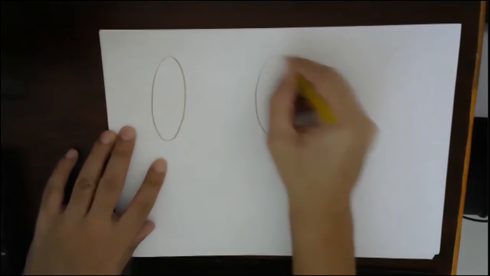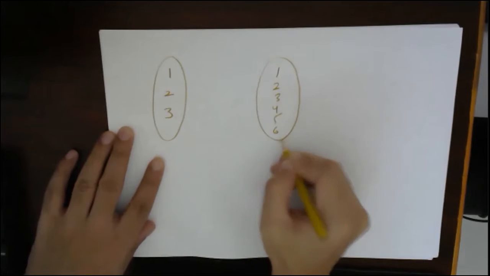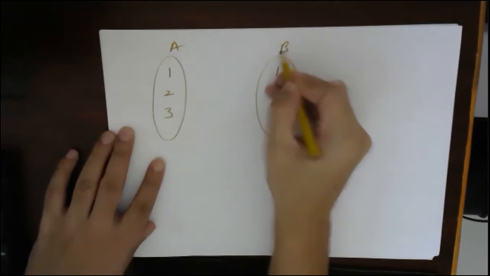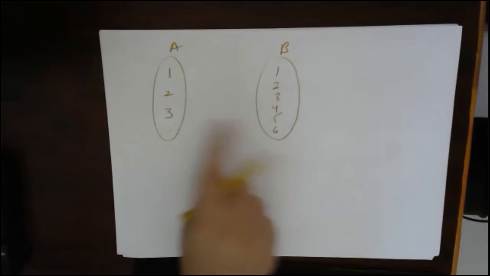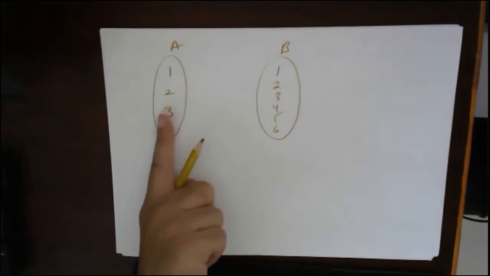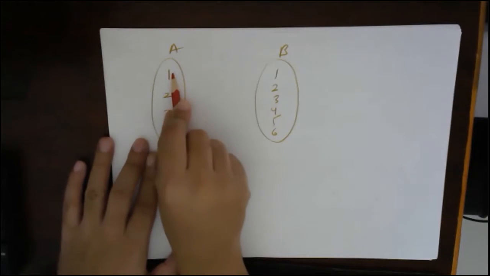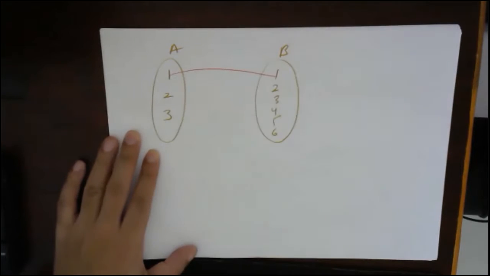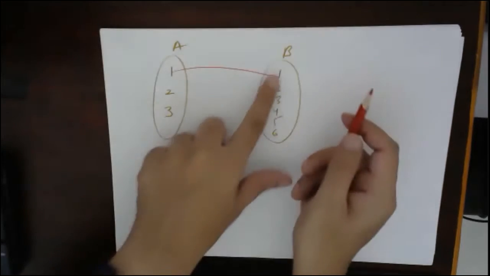For example, let's take an example. Suppose I have elements 1, 2, 3 in set A, and elements 1, 2, 3, 4, 5, 6 in set B. I'm asking you to relate the elements from set A, that is, link the elements of set A with their squares in set B. There is an element 1. The square of 1 is 1, so 1 will be related to 1. 1 cannot be related to any other element; it will be related only to 1.